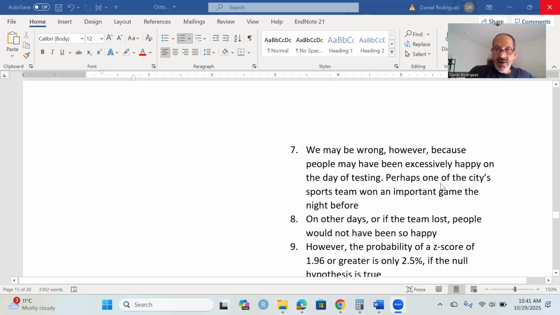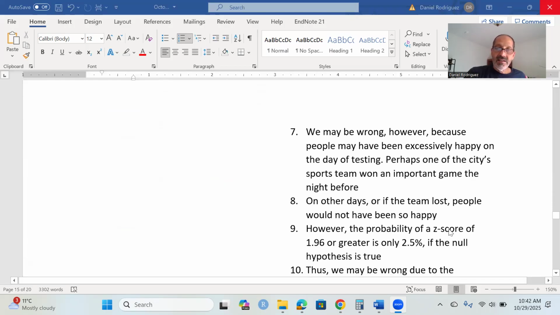We may be wrong, however, and this is really important, because people may have been excessively happy on the day of testing. Why would people be excessively happy? Well, maybe the football team, this is Philadelphia, so the Eagles might have won a game and everybody's all stoked because of that, or the Phillies won a game or something like that. A key game, and you just so happen to sample on that day. Or if the team lost, people might be really, really sad, right?